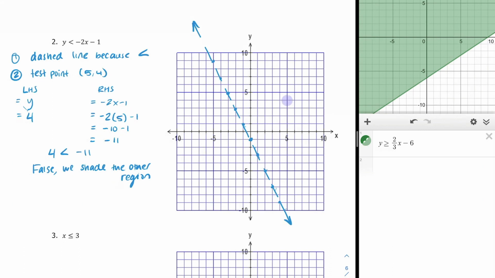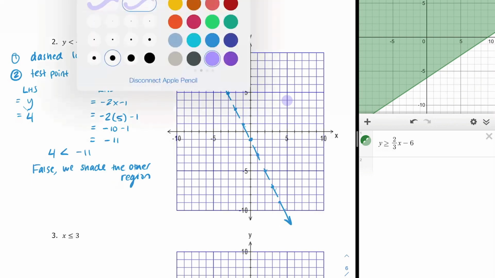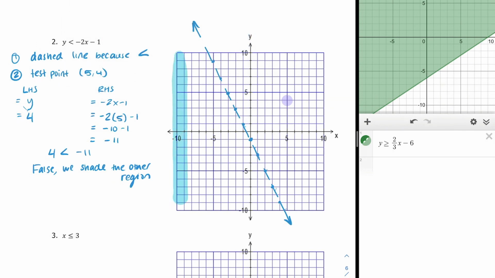Okay. Since we know that this is the test point that we chose there, it was our point 5, 4, we're not going to shade that side of the graph because the point came out false. It was not a solution. So we are going to shade this side over here. Ooh, but I wanted to do it in blue. All right, I'm going to shade this side over here. We're going to do the best we can not to cross the boundary line. Oh, so nice. And there we have it, nice and shaded.